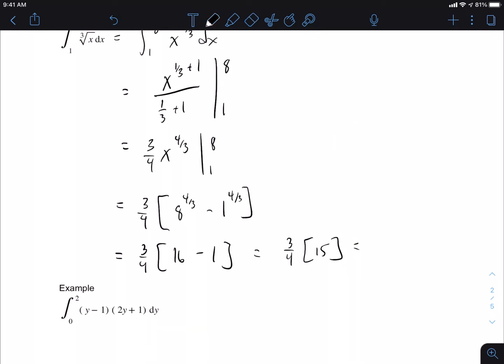Okay. What's that going to be? 45 over 4, which is 11 1/4. And then it's the area under the curve, so we should have some units that are squared.